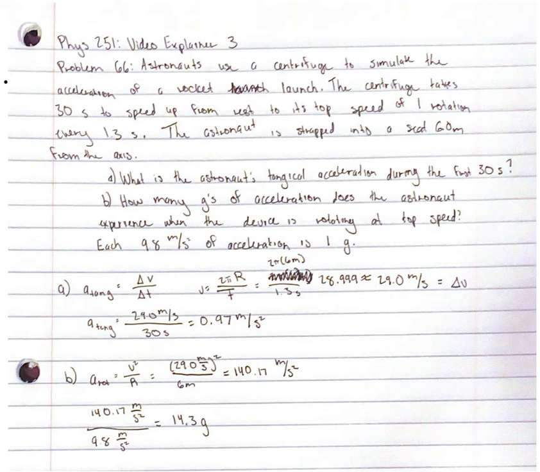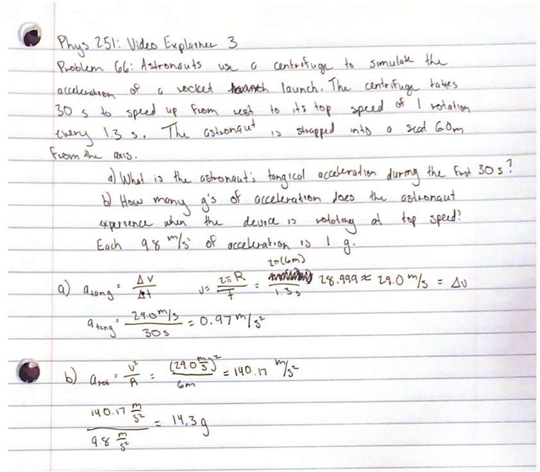So, to solve for part A, the tangential acceleration, we will use this function where a tang is the tangential acceleration and it is equal to the change in velocity over the change in time. For this equation, we are given the change in time, and that is the 30 seconds to speed up from rest to its top speed, and so we can plug that into our function.